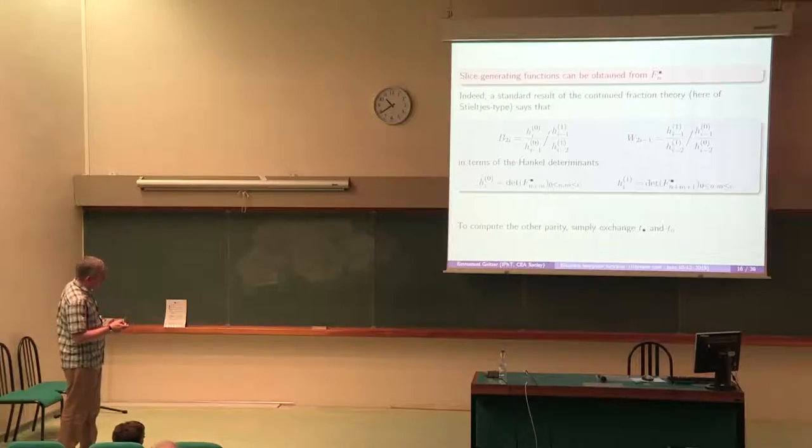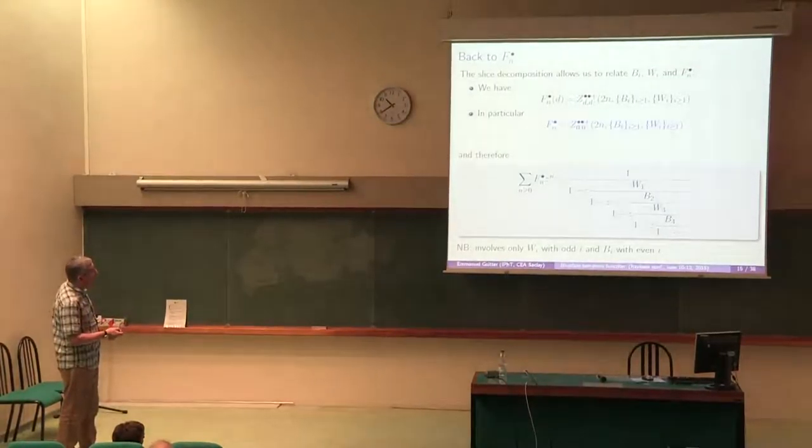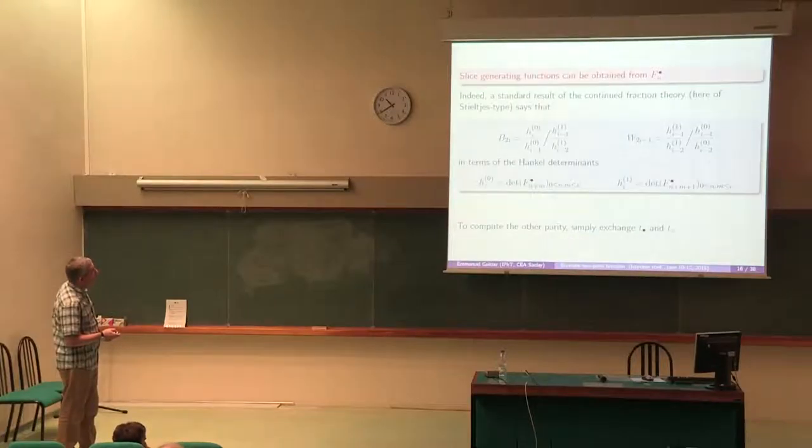So now, it's known that if you have this formula, these coefficients can be related to these coefficients. So if you want, the slice generating functions can be obtained from the F_n. So I'm not going to compute F_n. Actually, I'm going to use the formula which I know for F_n to compute the slice generating function. It's a standard result from continued fraction theory that the coefficients of the continued fraction can be related by ratios of H_i^0 or H_i^1, which are the Hankel determinants of this type, whose matrix elements are the F_n, so F_{n+m} in one case and F_{n+m+1} in the other case, with the size of the matrix being i.